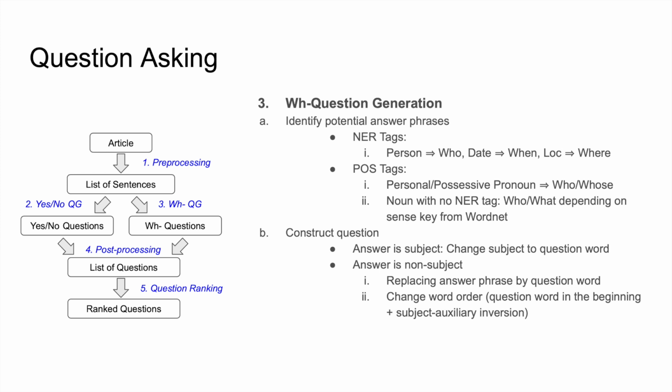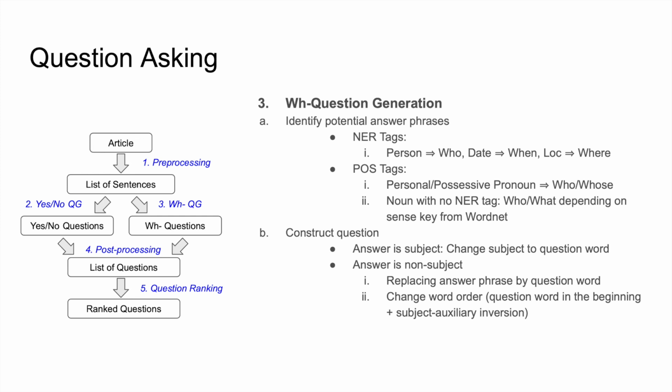For WH questions, we first identify potential answer phrases through named entity tags and part-of-speech tags. Words with NER tags as person, date, or location are answers for who, when, and where questions respectively. We search the POS tags for personal and possessive pronouns to generate more who and whose questions. Furthermore, we look at nouns with no NER tags and determine their question words based on the sense key of the noun in WordNet. For example, a noun that is referring to a person will have a sense key starting with 1:18 in WordNet.